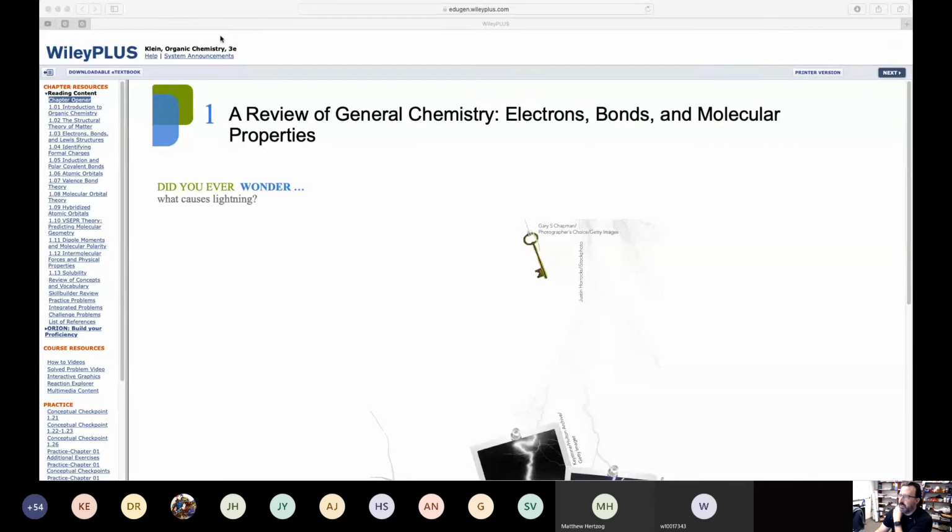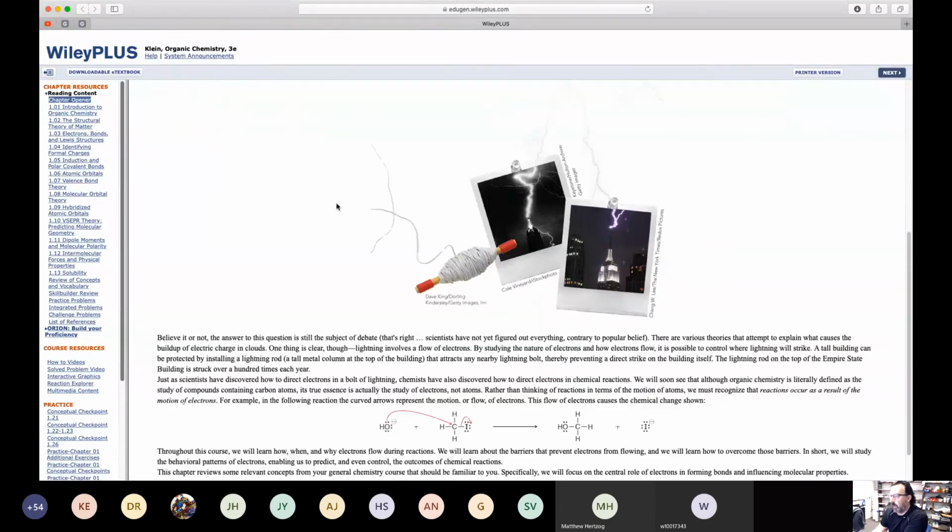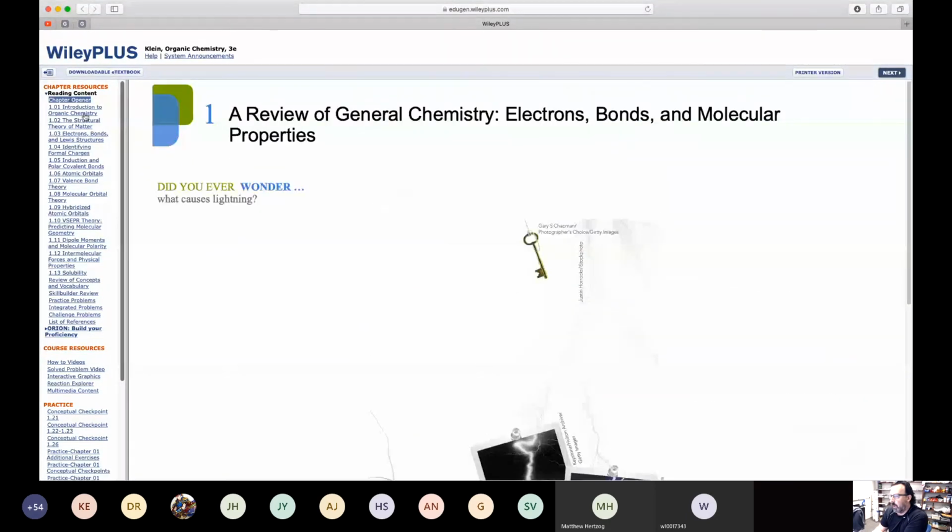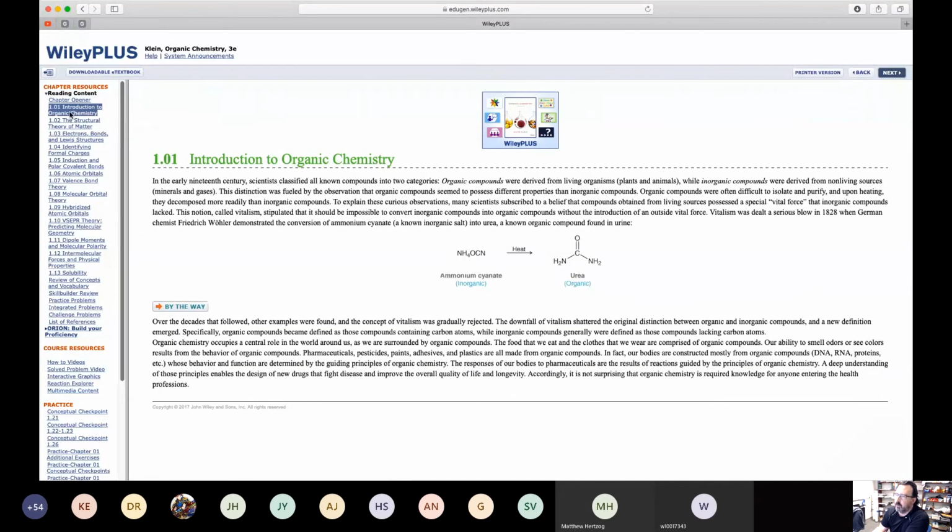So at this point, you should all see it launched chapter 1 in your book for Wiley Plus. So this is the online textbook. You can navigate this 2 ways. Here are the chapter subheadings, so you can click here, you scroll down, or you can hit next.